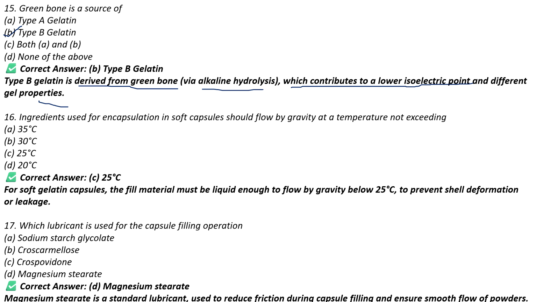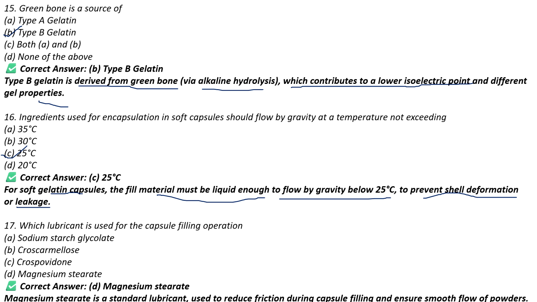So moving on to the next question, ingredients that have been used for the encapsulation in soft capsules should flow by gravity at a temperature not exceeding, options are 35 degrees Celsius, 30 degrees Celsius, 25 degrees Celsius, 20 degrees Celsius. So for the soft gelatin capsules, the film material must be liquid enough to flow by gravity below 25 degrees Celsius to prevent the shell deformation and leakage. So we can say option C, that is 25 degrees Celsius, is the correct answer for this question.